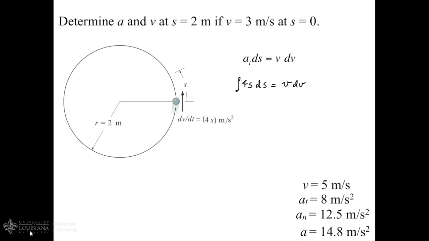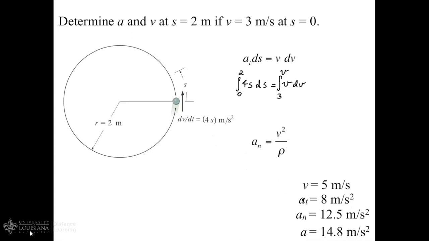Now we integrate each side. Here, from position s equaling 0 to a position of 2 meters. And on this side, from a velocity of 3 meters per second all the way to an unknown velocity v. If you carry through the integration, you get the result of 5 meters per second for the velocity. Now that we know it, we can find our components of acceleration. The acceleration in the tangent direction is determined from this equation. Simply put s equaling 2 meters in here, and you get the answer of 8 meters per second squared.